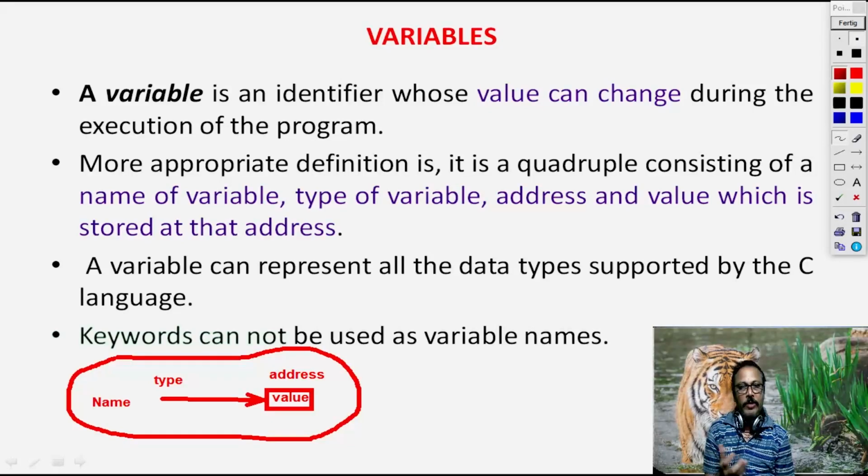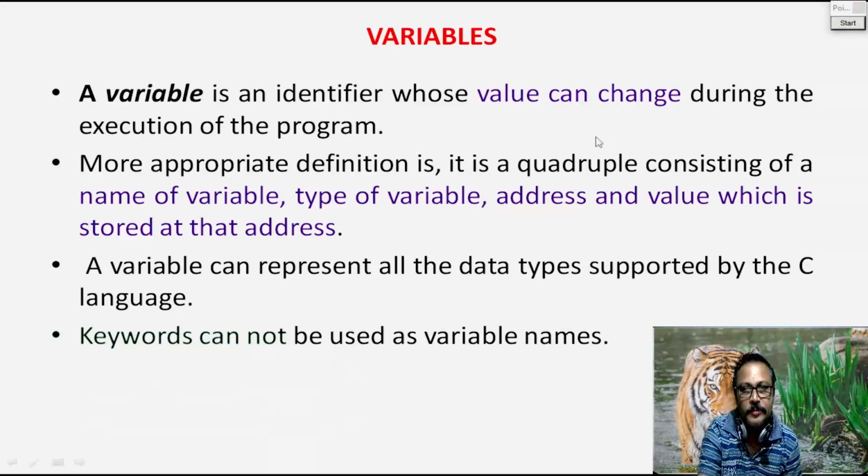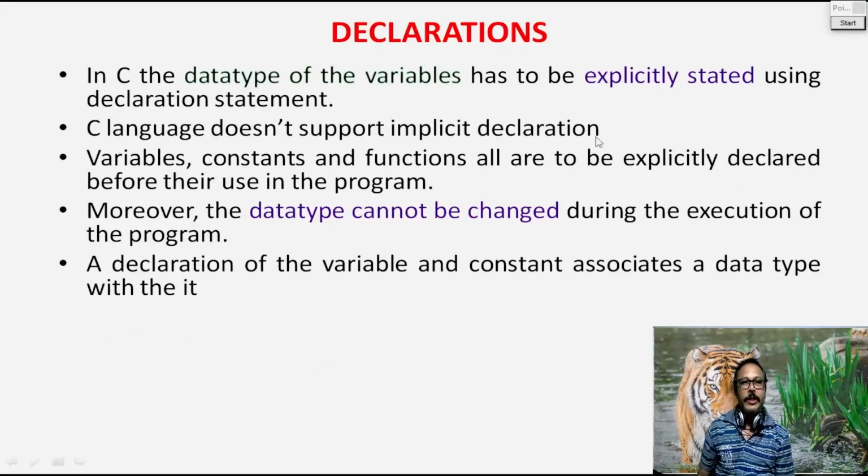So we have different data types. Variables of different data types are possible, and keywords cannot be used as variable names. Declarations. In C, the data type of the variable has to be explicitly stated. That means whenever you are using any variable, say A, B, C or first number, second number, whatever it be, its data type should be declared or explicitly stated.